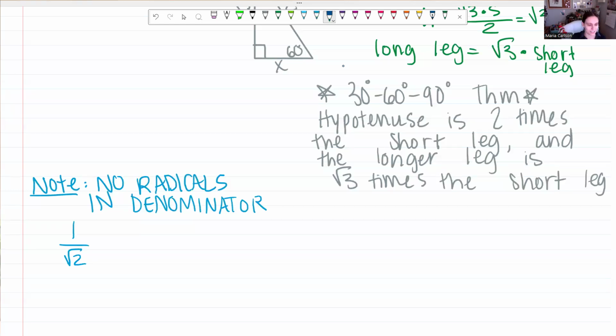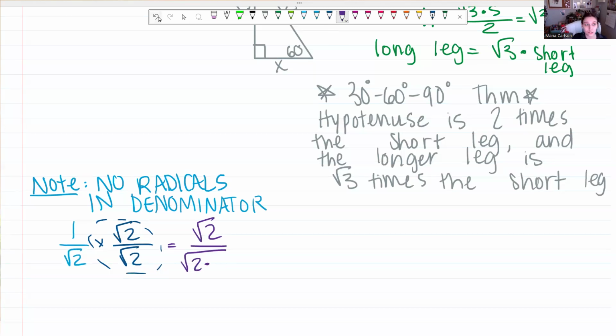So let's rationalize it. I'm going to multiply this fraction by 1, except instead of 1, I'm going to use the square root of 2 over the square root of 2, because the square root of 2 is in the denominator and that's really just like multiplying by 1. Looking at the numerator, 1 times the square root of 2 is just the square root of 2. In the denominator, the square root of 2 times the square root of 2 is like the square root of 4, which is so great because the square root of 4 is 2.